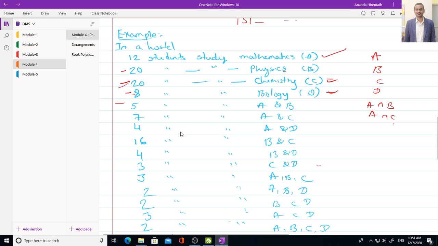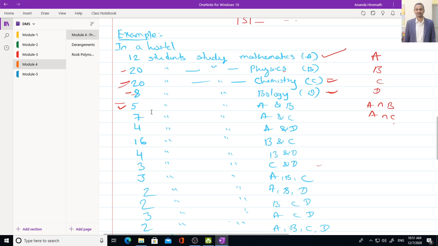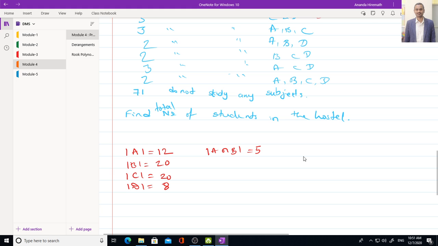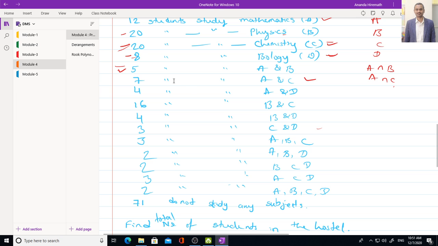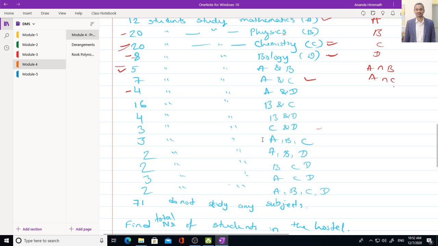Now let us consider combination of 2's. Now 5 students study A and B. So A intersection B is 5. Now next, 7 is nothing but A intersection C. A intersection C is 7. Then we have A intersection D as 4. A intersection D is nothing but the number of students who study both subjects A and D. Here A means mathematics, D means biology. A and D is 4.